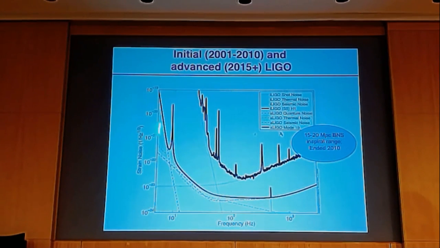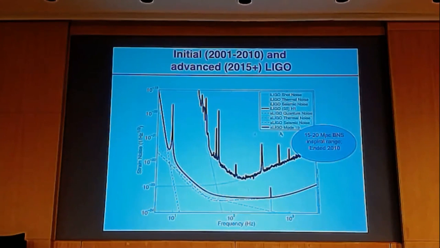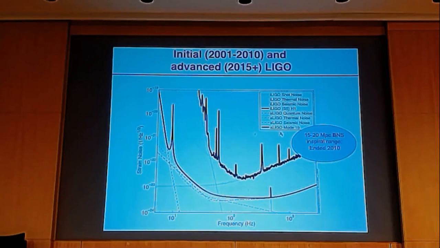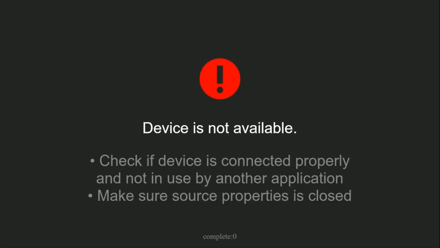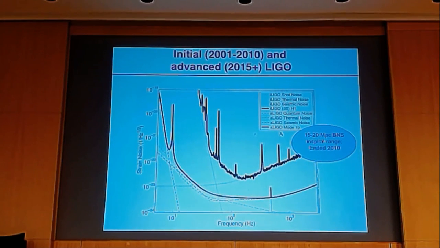If we get here, we have a reach of about 200 megaparsecs. 10 times better. Now, 10 times better means a lot, because it means that you can see 10 times farther, 200 megaparsecs. You can see a volume that's 1,000 times larger. So that means that if you saw zero signals in here, you would see zero times faster. That's not quite true. We knew from predictions of binary neutron star mergers that there was an estimate of how many coalesced in the universe, and we thought that we needed at least 100 megaparsecs to see this.